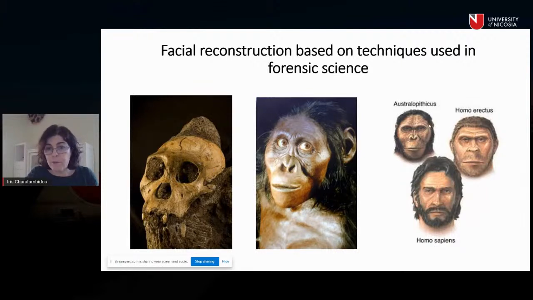Or if you remember, I told you there was an earlier group called Australopithecus, and they can use this technology to reconstruct the face of an Australopithecus, which is what you see over here. So this is another very interesting technique that scientists can use to find out about the past and about our ancestors.